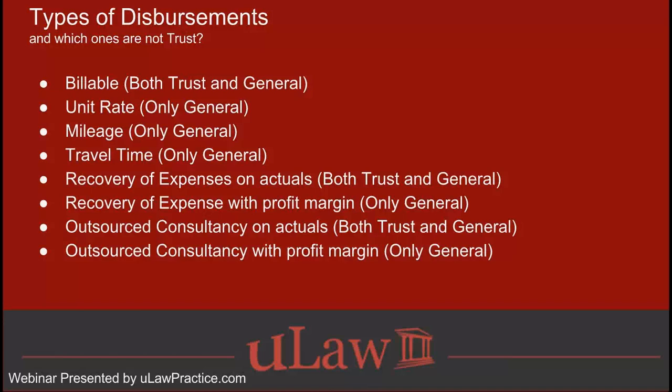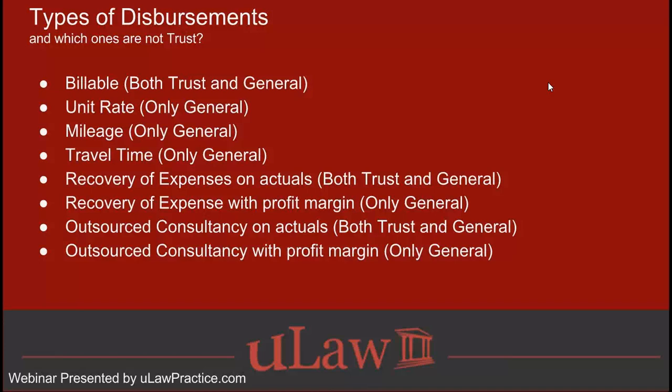So we've broken it down in terms of discipline: which one would be a candidate for both coming out of trust and general, and which one is really not a candidate for trust to begin with. Okay? A good example would be billable. We spoke about actuals: a court fee or an application fee could potentially come out of both trust and general. Unit rate, only general, because you could be charging up on what those fax or photocopies cost. Mileage, again, general. Travel time. Any recovery of expenses and actuals.